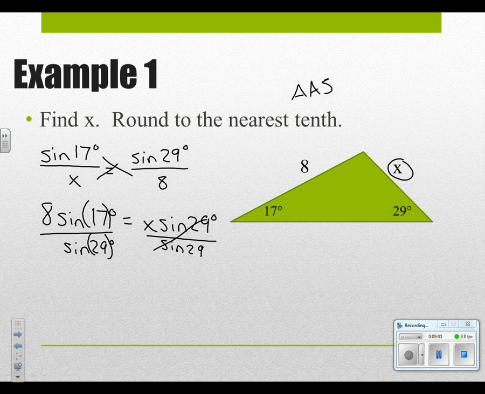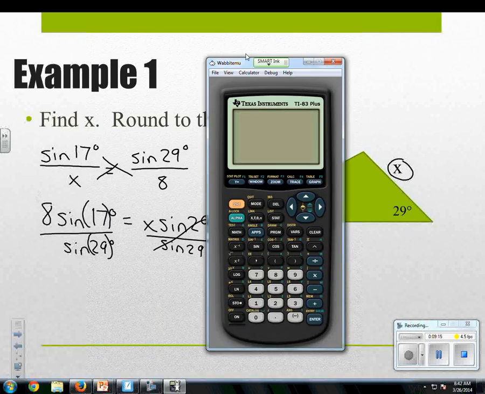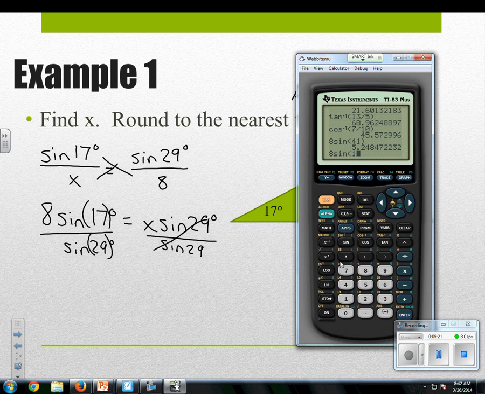Can we put parentheses on the outside of our sine? It's not wrong to do that. On this one, it's not necessary. I'm going to do it anyway. I got 4.8. We'll try it out up here. So I got 8 sine 17, close it up, divided by sine 29, close it up. It was 29, not 24. 4.82. That's what I got.